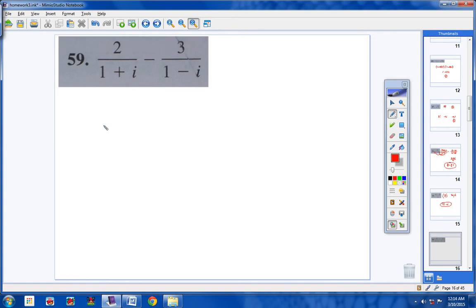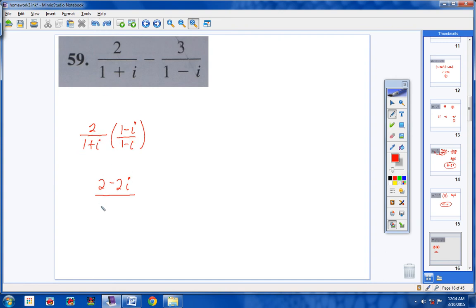So I really have 2 over 1 plus i, and I'm going to simplify this fraction by multiplying it by its conjugate, 1 minus i over 1 minus i. I can do it really quickly. 2 times 1 is 2. 2 times negative i is negative 2i. Now in the denominator, you're multiplying conjugates, so use the shortcut.